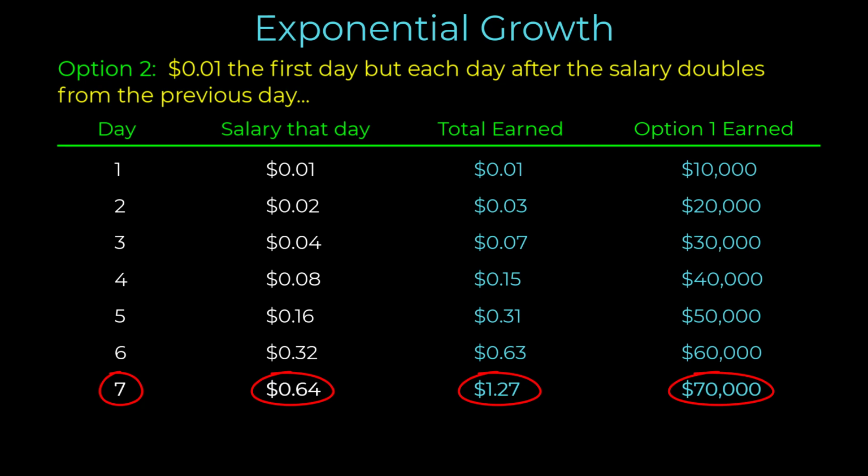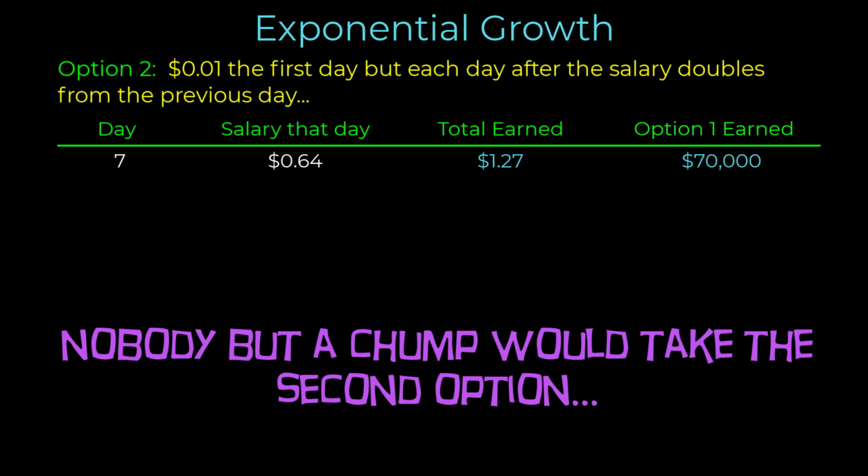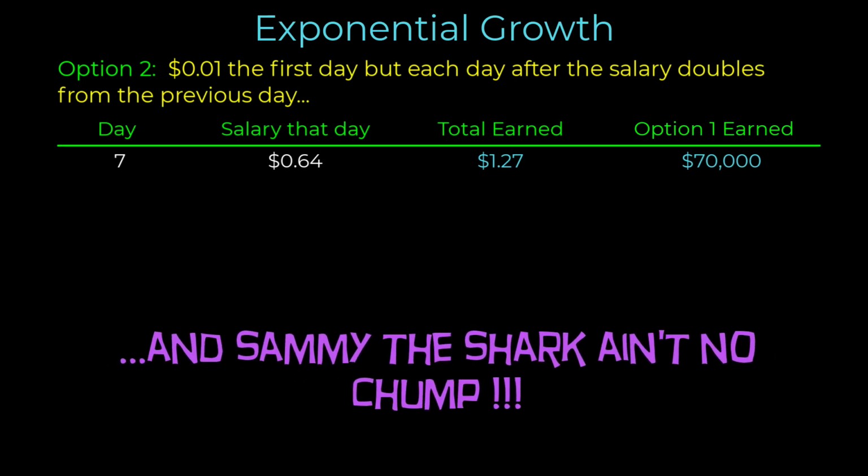So far, it looks like your option of taking the $10,000 a day is doing pretty well. Of course. Nobody but a chump would take the second option, and Sammy the Shark ain't no chump.